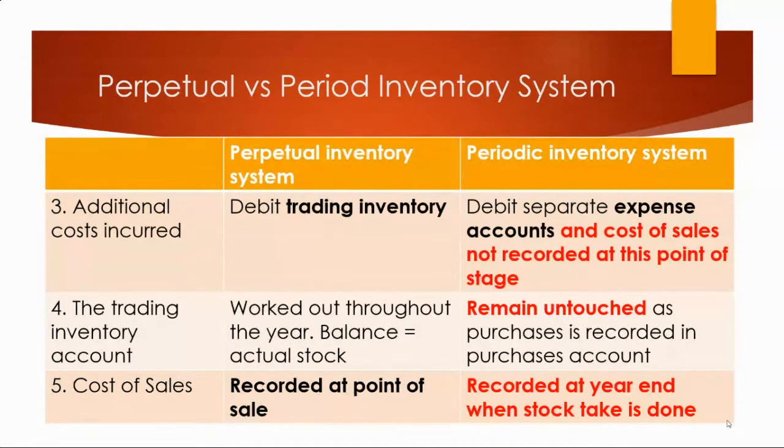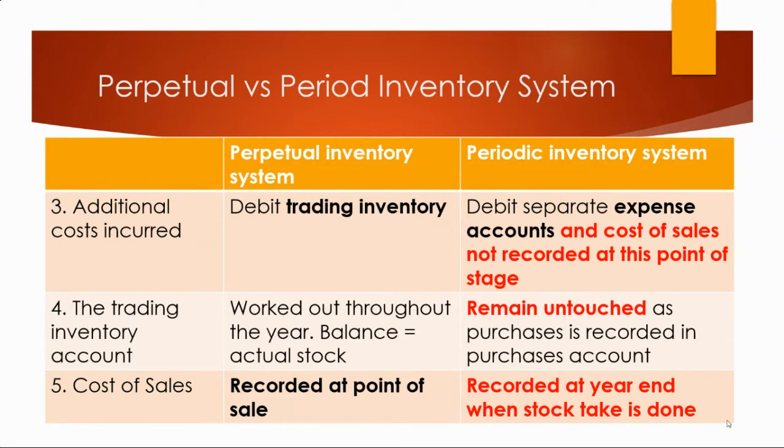So we've got a constant working balance. We know exactly what the stock is. Whereas under your periodic inventory system, the trading account remains unchanged until year end when we do our stock take. Then we only update it, and then we only record the cost of sales at the same time.